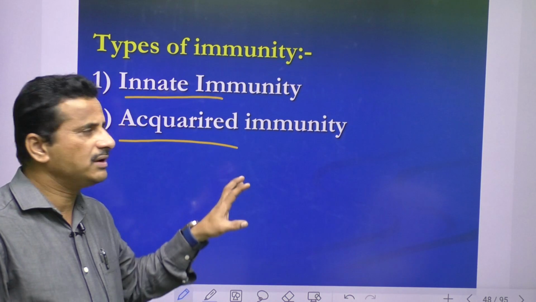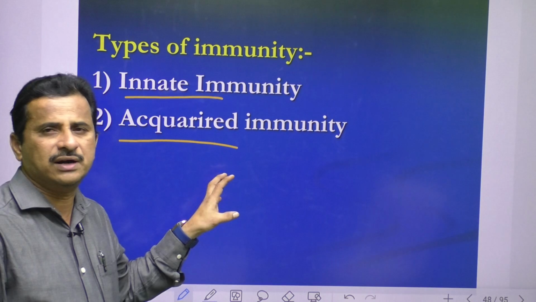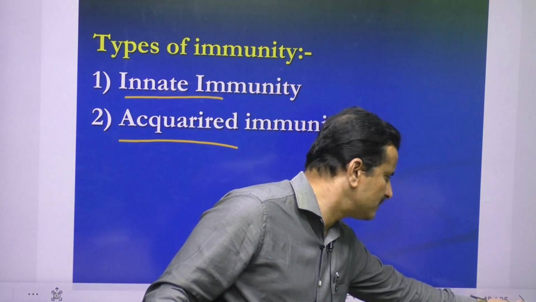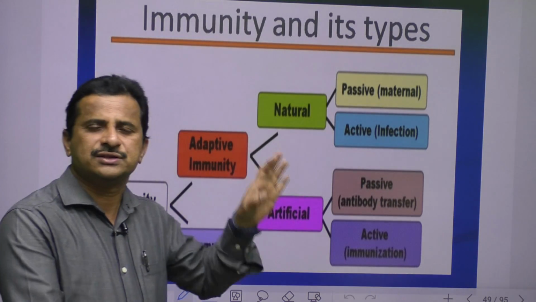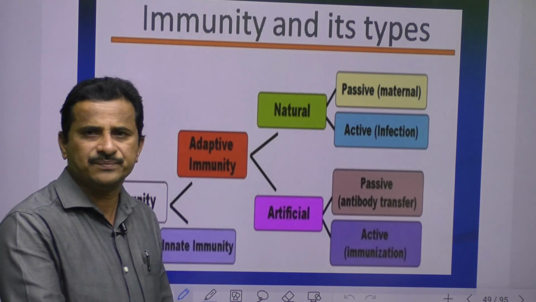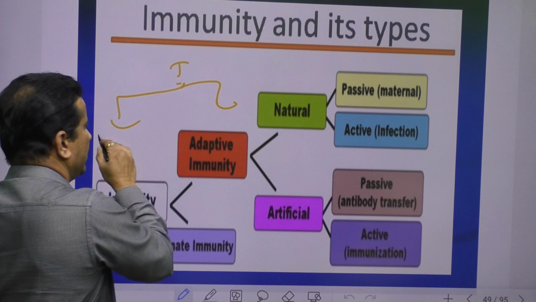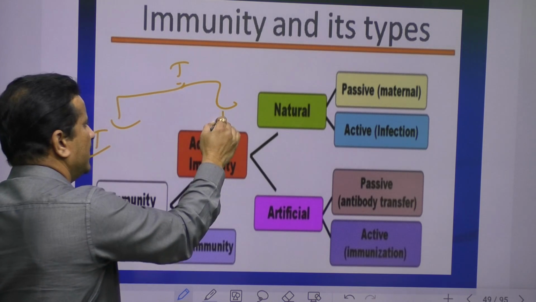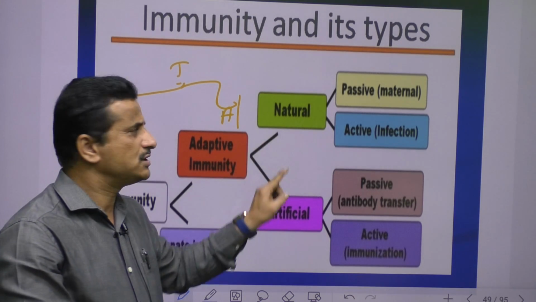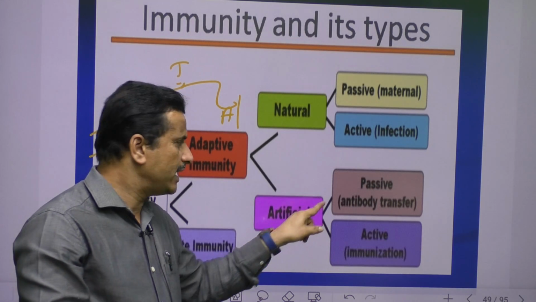Anyhow, here I am giving these two in detail: types of innate immunity, types of acquired immunity, their specialties, etc. See, dear students, you convert these immunity types into tables. So first, immunity, two types. One is innate and the other is adaptive or acquired. Adaptive types: natural and artificial. Again natural has two types, passive and active. And artificial also has two types, passive and active.